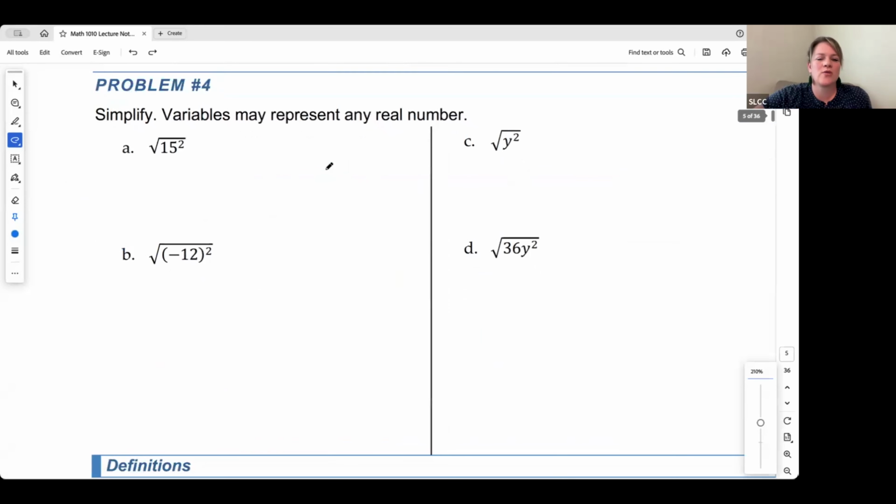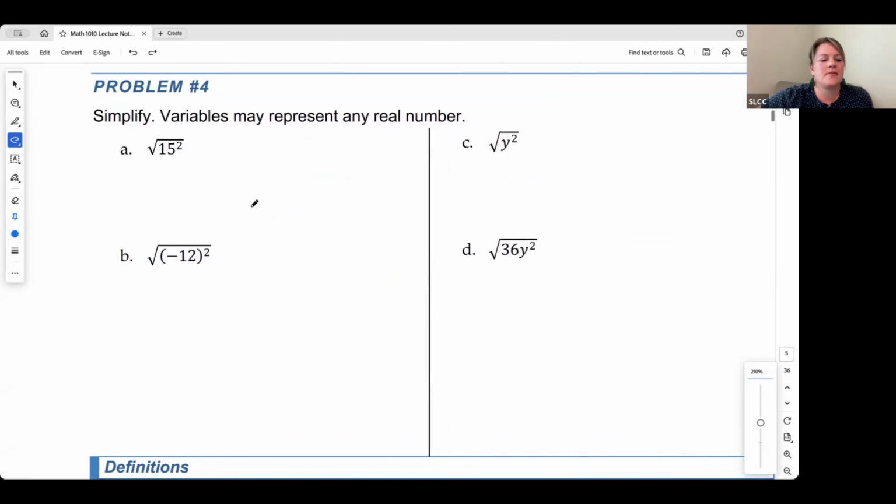What is the square root of 15 squared? The absolute value of 15, which is just 15. What's the square root of negative 12 squared? So to think about this, you would square it first, which makes it positive, and then you take the square root. So you get the absolute value of negative 12, which is 12.